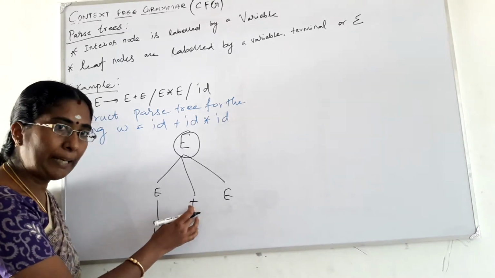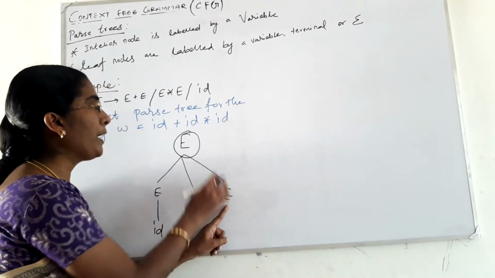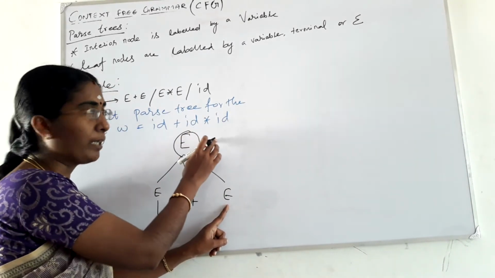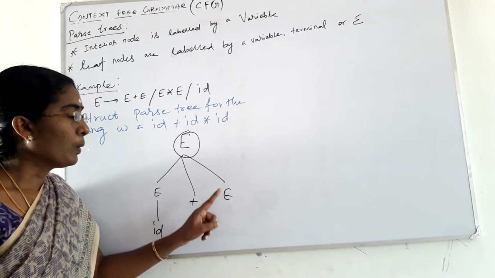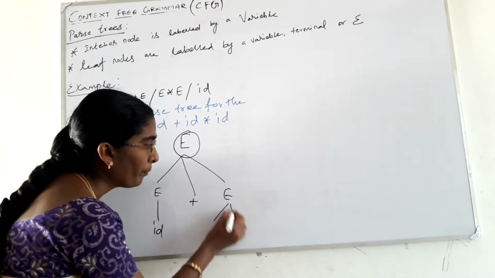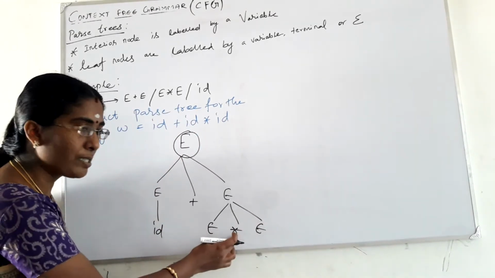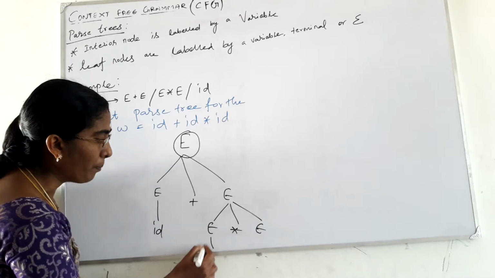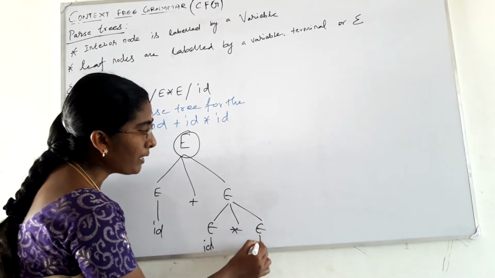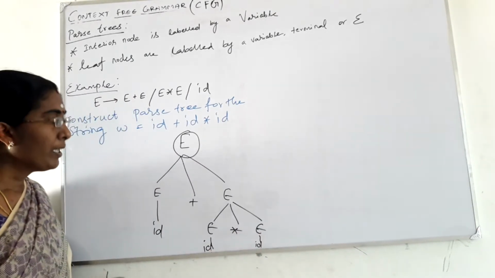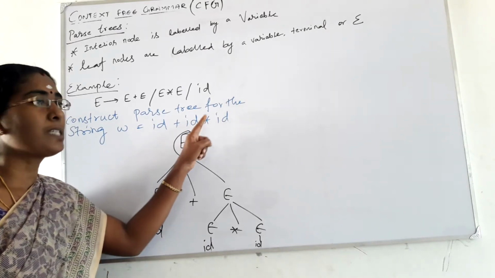Already here we have the terminal plus. Next replace the rightmost E. This will be replaced with the production having the star operator. Which production has the star operator? E implies E star E. So this E will be replaced by E star E. Here star is already a terminal. Next, the Es are finally replaced by the terminal ID, and again this E is also replaced by ID. This is the leftmost parse tree for deriving the string ID plus ID star ID.